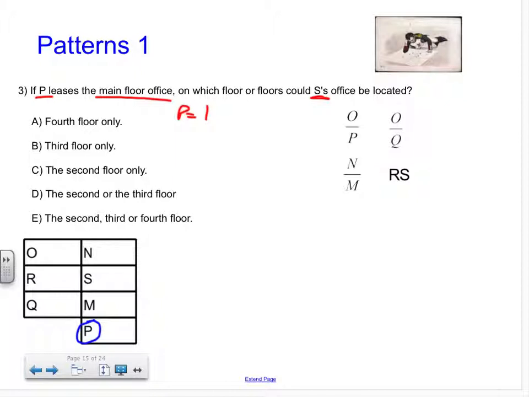So O is above P, check. O is above Q, check. N is above M, check. And R and S are together, check. So we know that the 3rd floor works. Well, let's write it sequentially. We know that the 4th floor works. We know that the 3rd floor works. Let's try the 2nd floor.